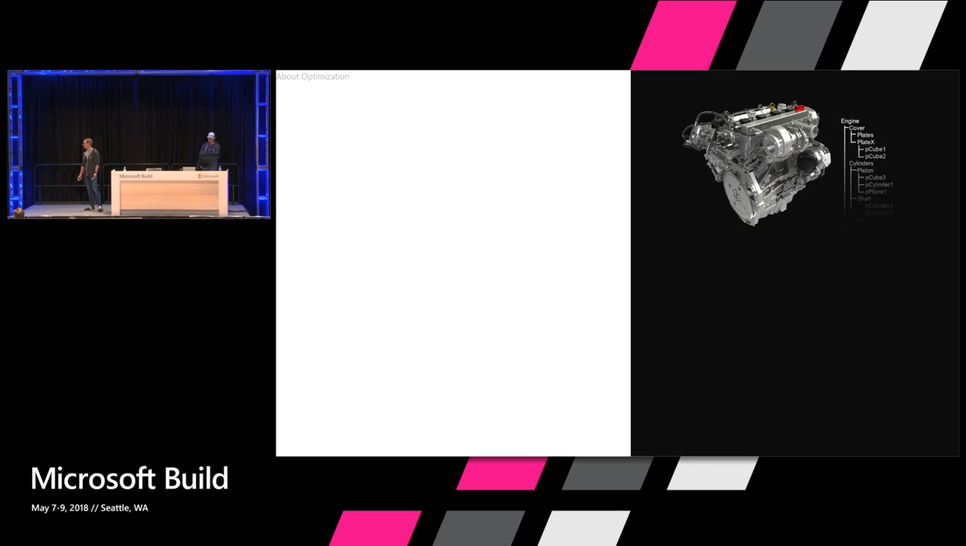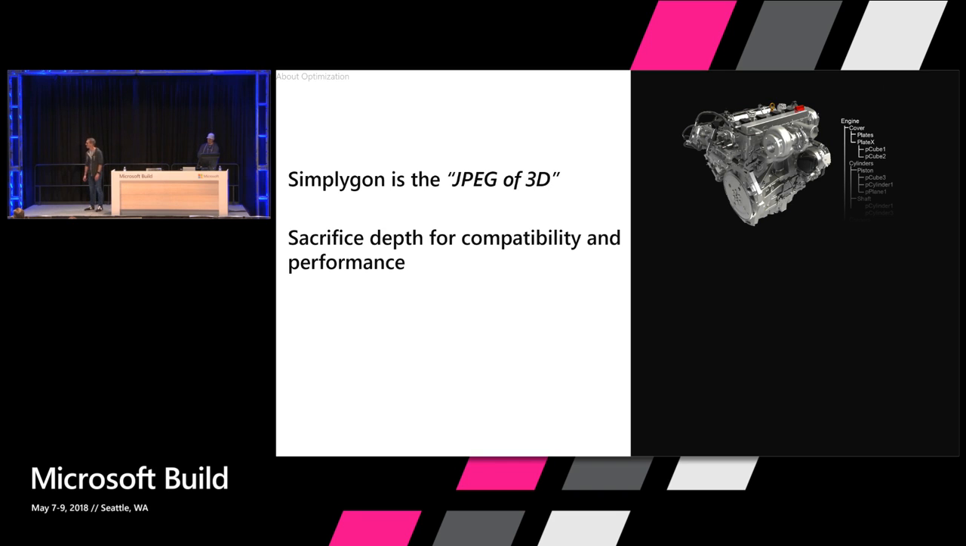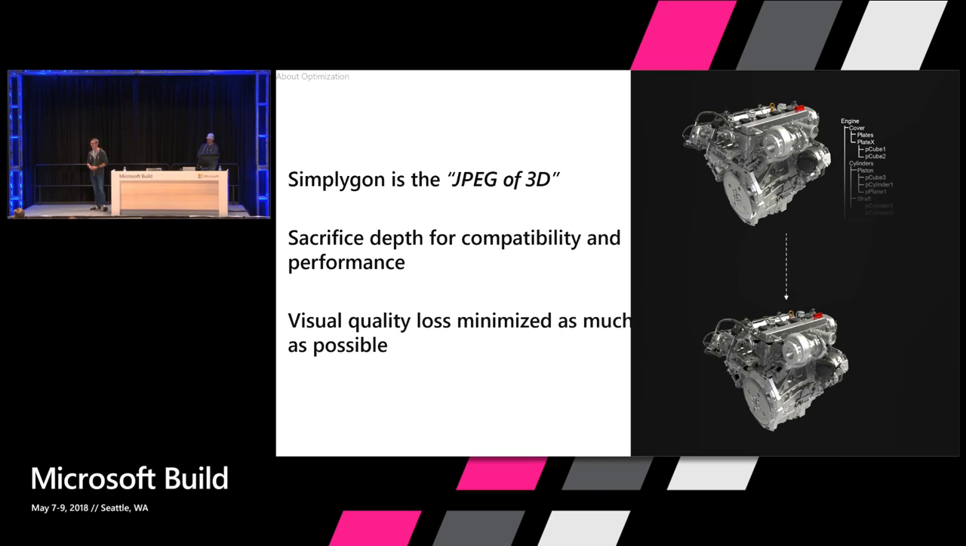So we do very much the same thing with 3D assets. Kind of the JPEG of 3D, we sacrifice depth for compatibility and performance. So you might lose some of the ability to go in and preserve the hierarchy of an object, take it apart and put it back together. You can do that, but it's a little less of an automated process. But you end up with something that's so much more efficient than what you started with, and compatible across a range of devices. And as you can see, visual quality loss is minimized as much as possible.